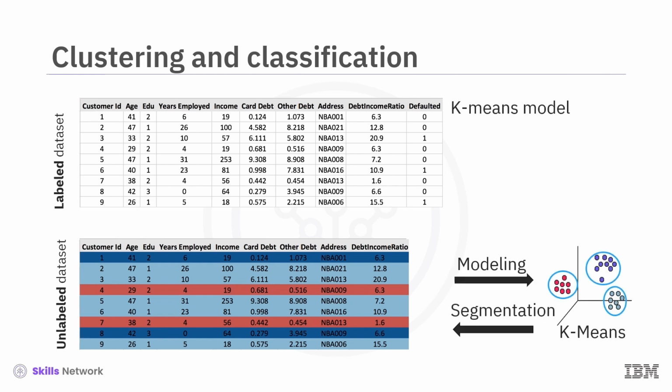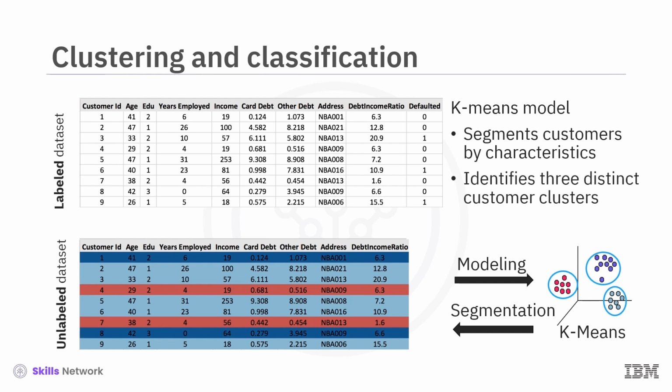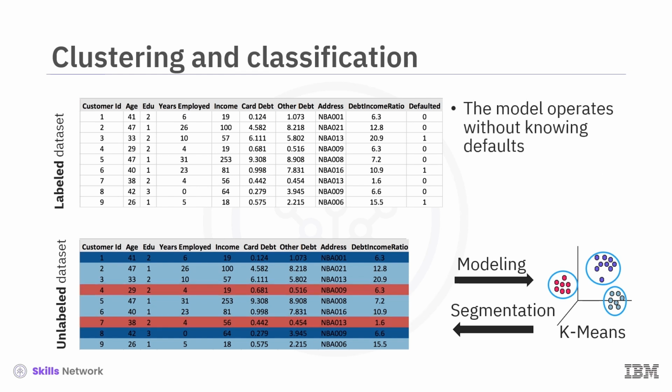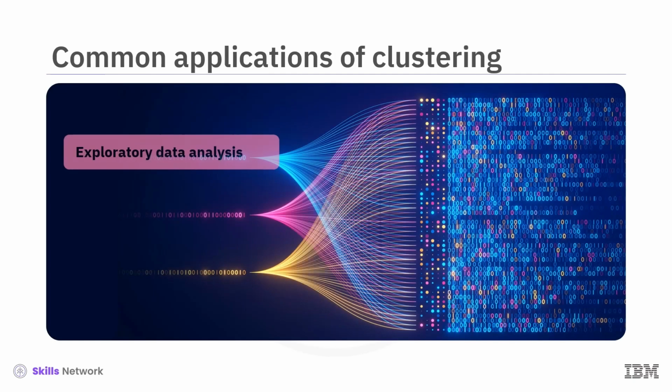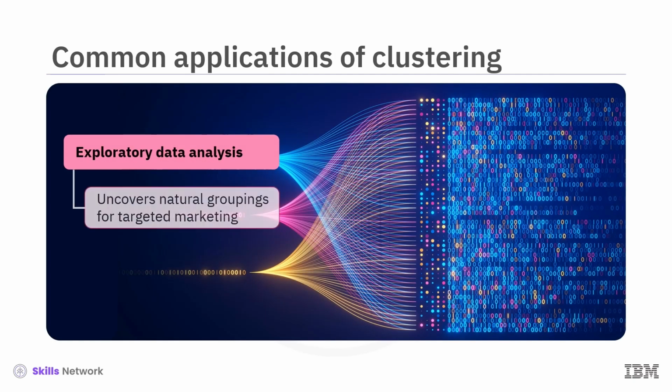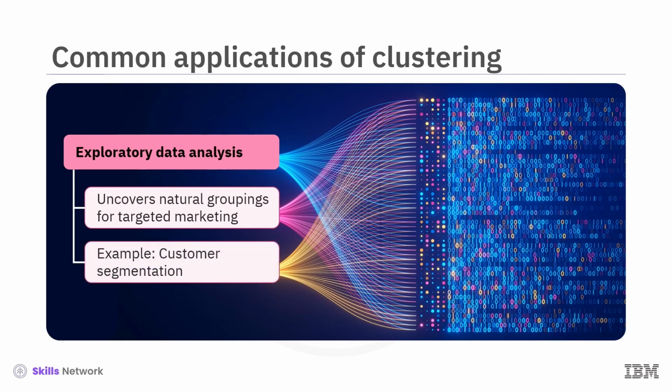Here, a k-means clustering model segments customers with similar characteristics into 3 clusters, indicated by the blue, light blue, and red rows. The model operates without knowing if a customer has defaulted, as that data is unavailable and not part of its design. In exploratory data analysis, clustering uncovers natural groupings, such as customer segmentation for targeted marketing.